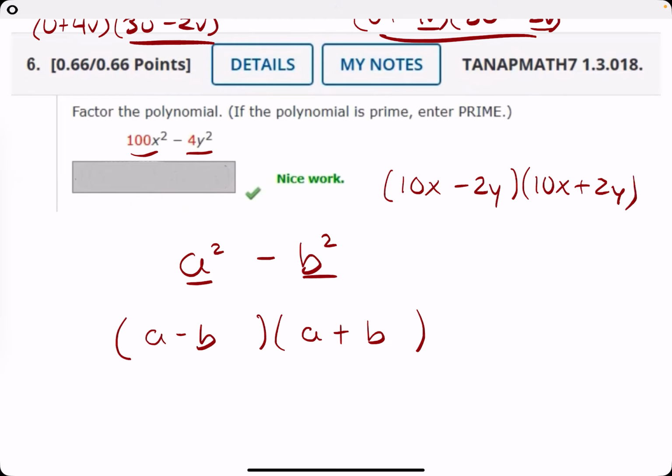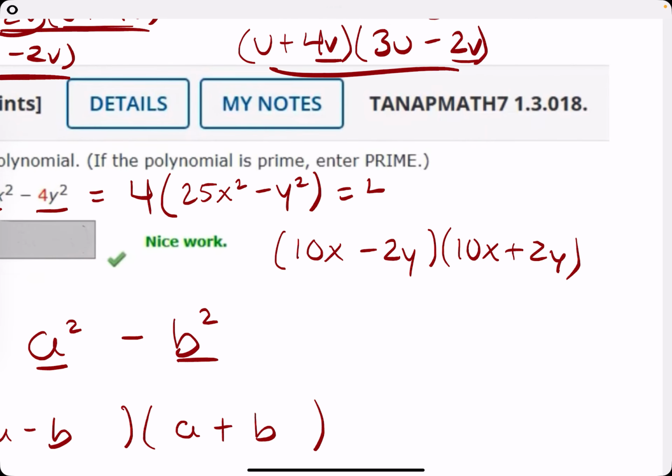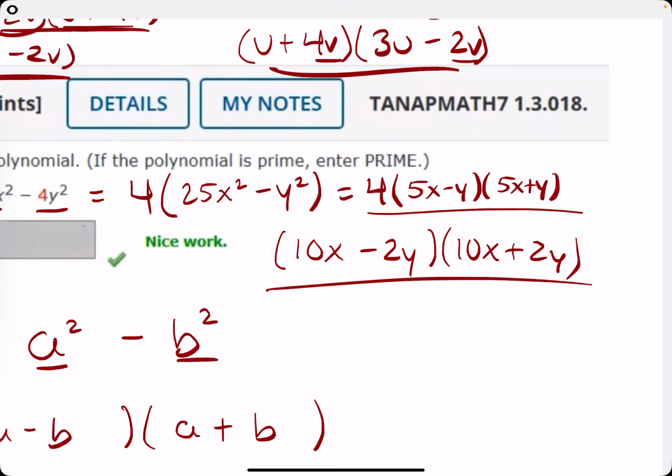Now, I'm almost second guessing this. I wonder if they want us to keep it like that, or if they want us to factor out a 4 first. I don't know. If we factored out a 4 first and said, GCF is important, you always want to do that first, we would have gotten 25x squared minus y squared, and then you would have done the difference of two squares there. So you would have gotten 4 times 5x minus y and 5x plus y. So the question is, which one of these is our answer?